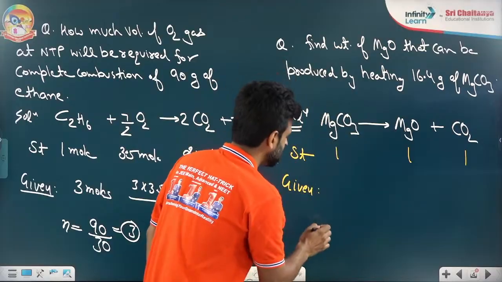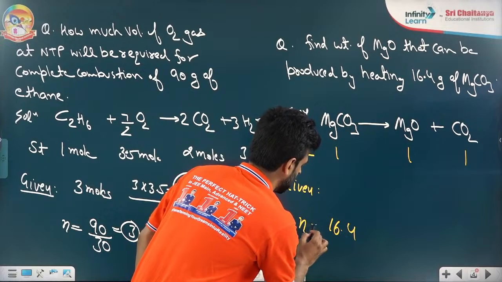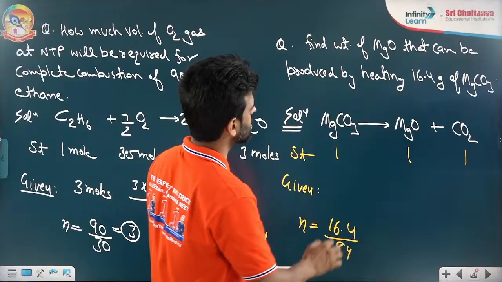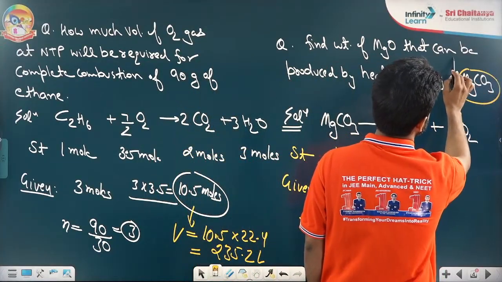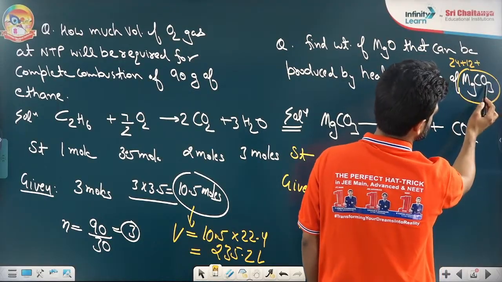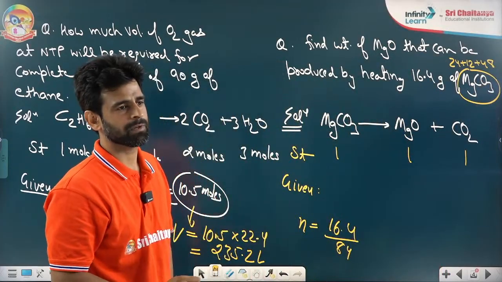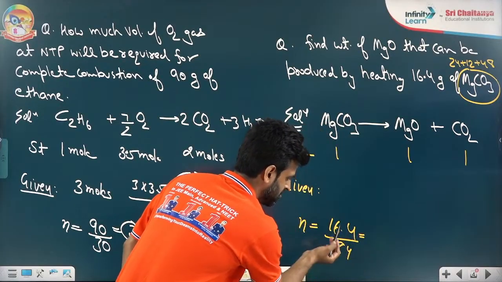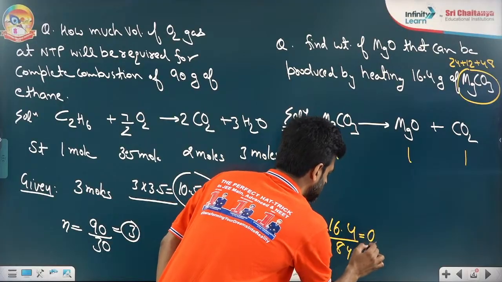So, what are they giving me? They are giving me 16.4 gram. I want to find mole. How can I do that? I will divide by 84. If you see its molar mass, how much is the molar mass? Mg is how much? 24. Carbon how much? 12. 16 into 3, 48, right? So its molar mass is 84. We apply the formula. What's coming?